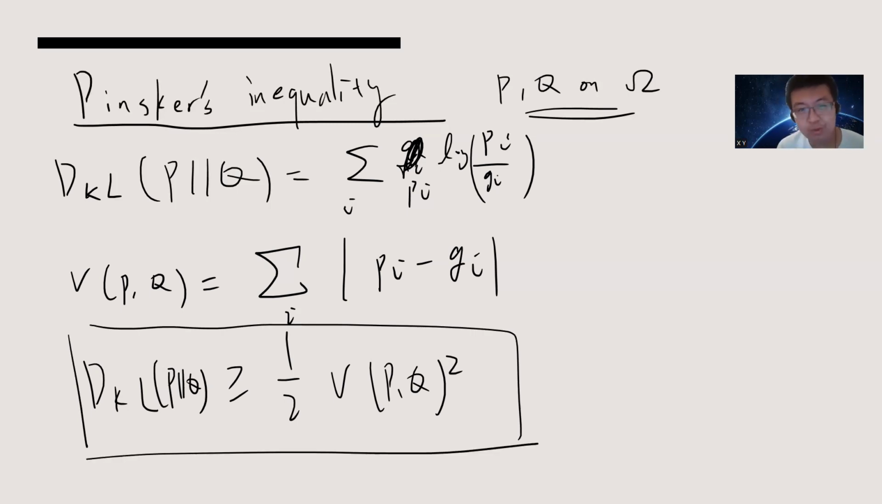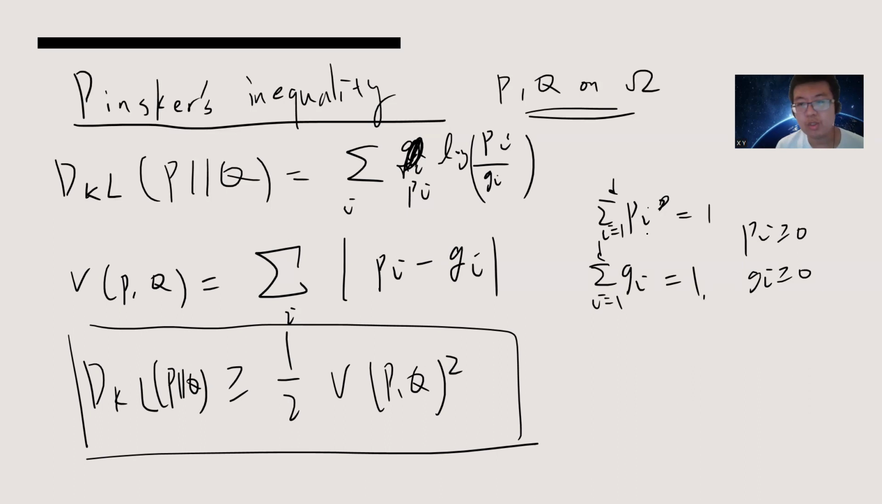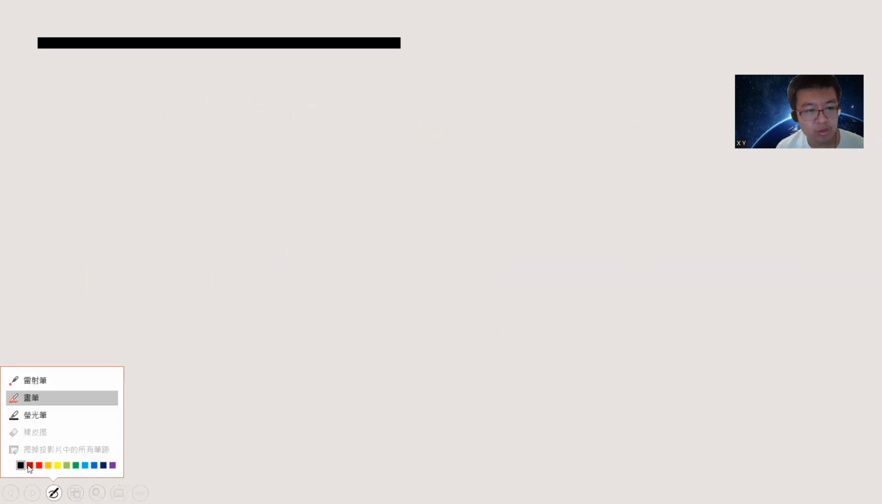You can view these inequalities as purely algebra. Somebody tells you that P_i, summing from i equals 1 to d, is a probability vector, and Q_i summing from 1 to d is a probability vector, with all entries non-negative. You want to plug into the KL divergence and V(P,Q) and ask whether this is true or not. So you can make it just purely algebra. But the proof is non-trivial, so we need to go through it.